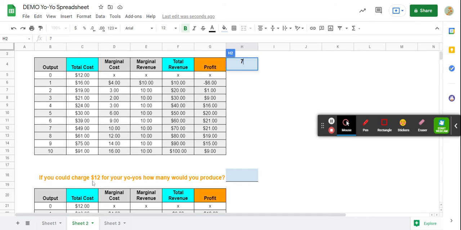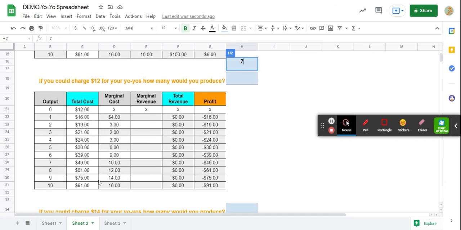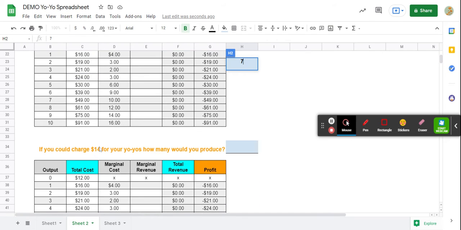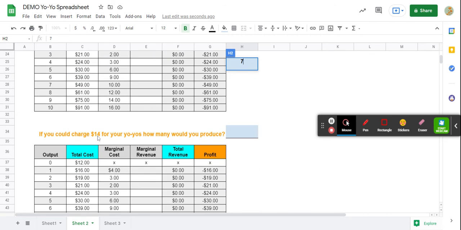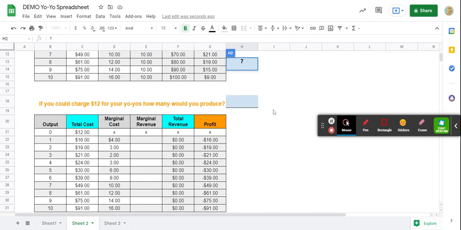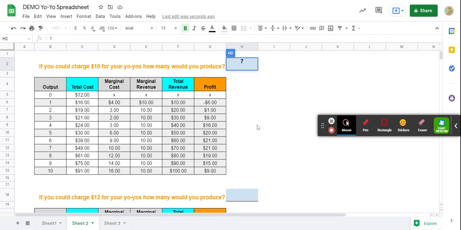I'm going to have you do the same thing for $12 and then the same thing for $14. So you're going to add $12 marginal revenue, $14 marginal revenue, and you are going to determine your most profitable output at those 3 price points. Once you've done that, you're going to come over to sheet 3.